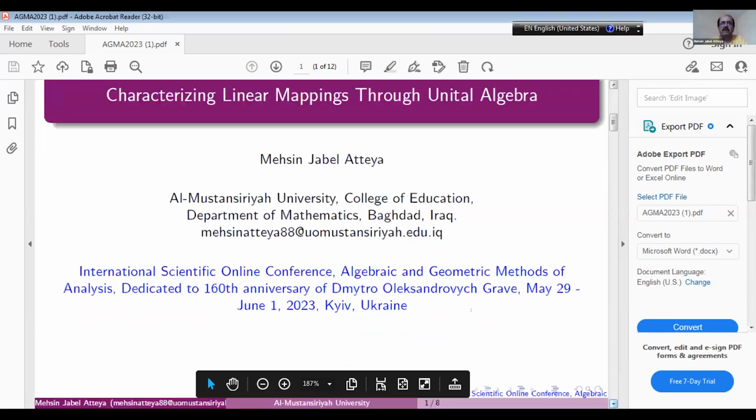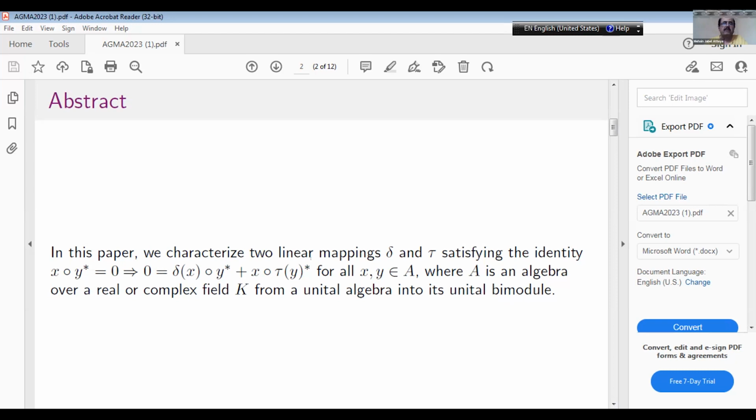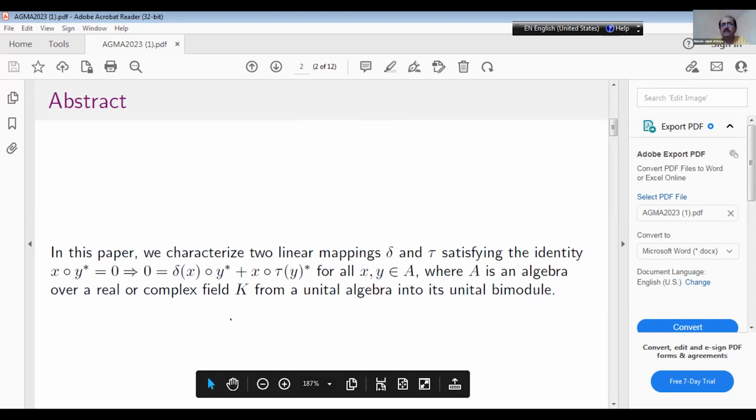The main aim of this paper is that we characterize two linear maps, sigma and tau, satisfying the identity x circle y star equals 0 implies sigma of x circle y star plus x circle tau of y star equals 0, for all x, y in A, where A is an algebra over a real or complex field K, from a unital algebra into a unital bimodule.